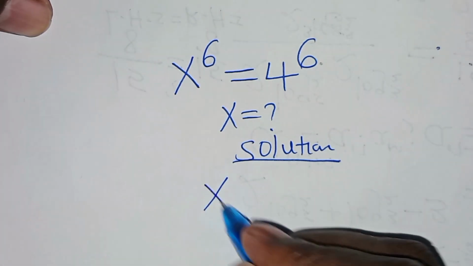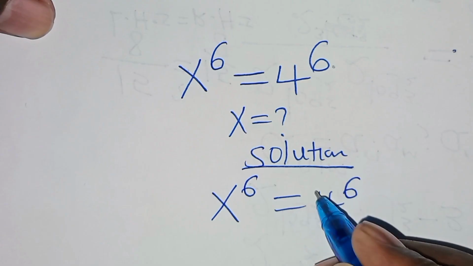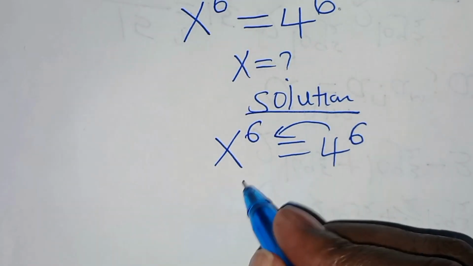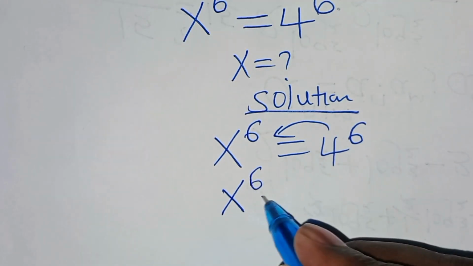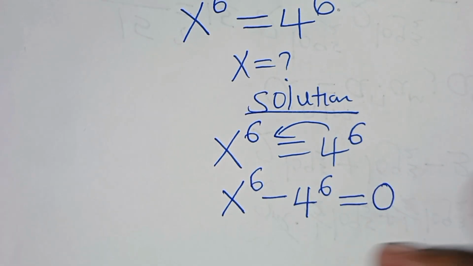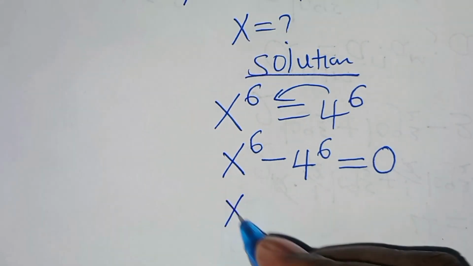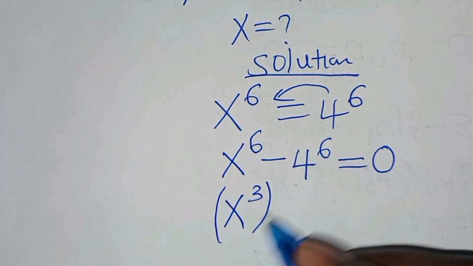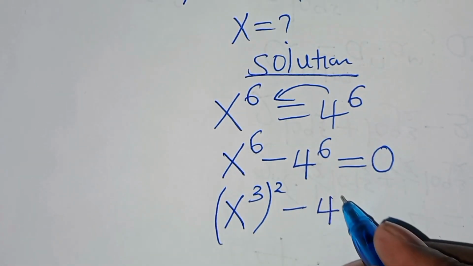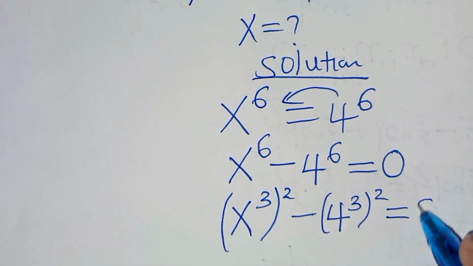we have that x to the power 6 is equal to 4 to the power 6. The first thing is to take 4 to the power 6 to the left-hand side, so that here we have x to the power 6 minus 4 to the power 6 equals 0. We can express x to the power 6 as x to the power 3 raised to the power 2, minus 4 to the power 6, which is the same thing as 4 to the power 3 raised to the power 2, and this is equal to 0.